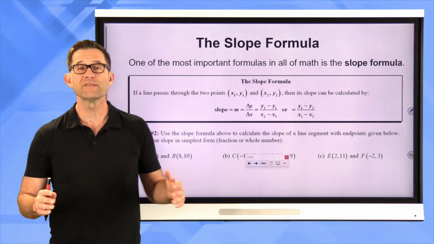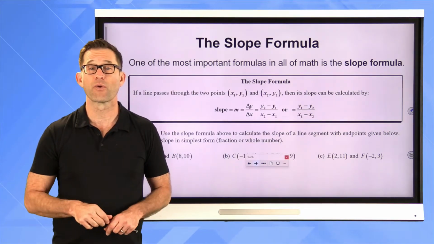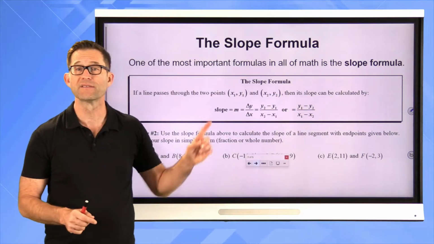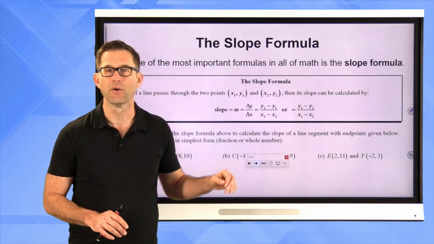All right, so this gives rise to one of the most famous formulas in math, the slope formula. Let's take a look at it. If a line passes through the 2 points (x1, y1) and (x2, y2), then its slope can be calculated as slope equals m. Think about it as m for movement, equals the change in y divided by the change in x, which is y2 minus y1 divided by x2 minus x1, or y1 minus y2 divided by x1 minus x2. So again, let's talk about this a little bit, right?